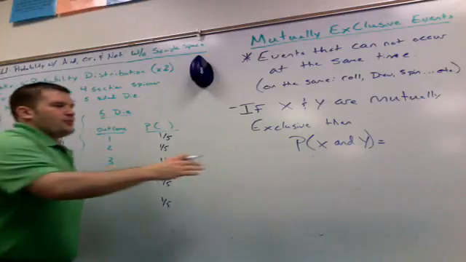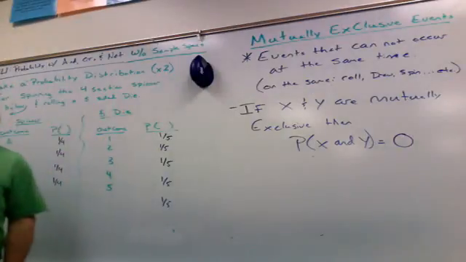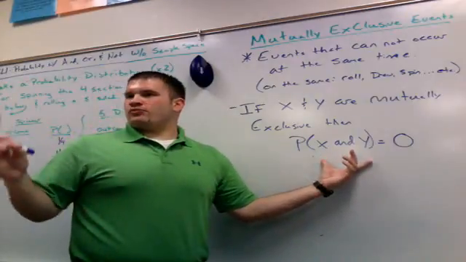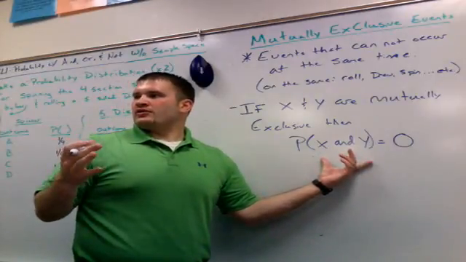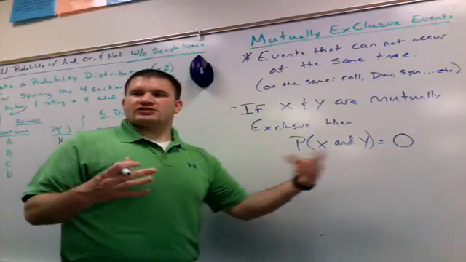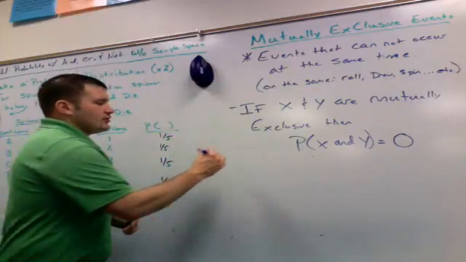So probability of X and Y, that means X and Y happen on the same roll, right? If X and Y are mutually exclusive, then there's no way I can get them on the same roll, or the same draw, or the same spin. So the probability of both of them happening is 0. Okay, so if you know two events are mutually exclusive, the probability of them happening together is 0.